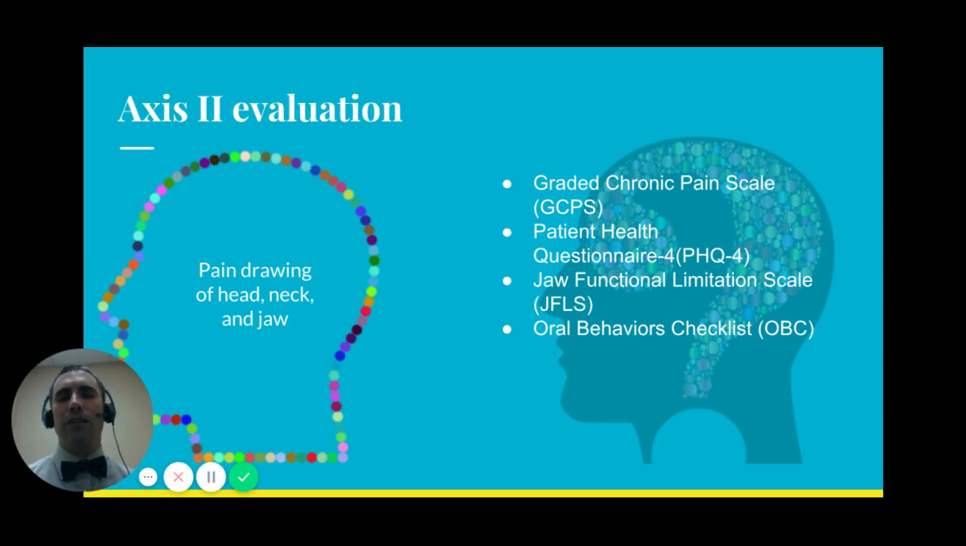The American Academy of Orofacial Pain recommends a pain drawing of the head, neck, and jaw, the Graded Chronic Pain Scale, Patient Health Questionnaire 4, Jaw Functional Limitation Scale, and Oral Behaviors Checklist, for a total of 40 questions. But if time does not allow this, then they recommend a minimum of doing the pain drawing, the GCPS, and PHQ-4. However, these three do not measure the specific functions of the jaw, so I recommend having at least the JFLS 8 item questionnaire, which measures key functions of the jaw. You can find any of these online and print them.